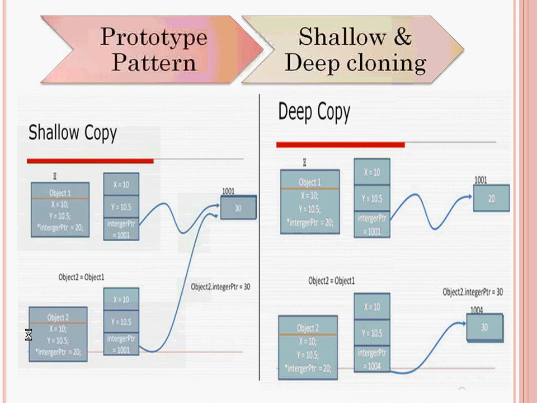And then the deep copy. So you have your own copies. The clone and the prototype have their own copies. So they are not impacted by any modification to each other. So that's the main concept.